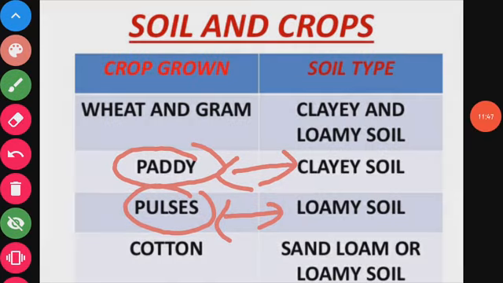So dear students, from here we know that different types of soils are required for growing different types of crops. The paddy plant grows very well in clay soil, pulses grow very well in loamy soil, cotton requires sandy soil or sandy loam or loamy soil, and wheat and gram require clay and loamy soil.